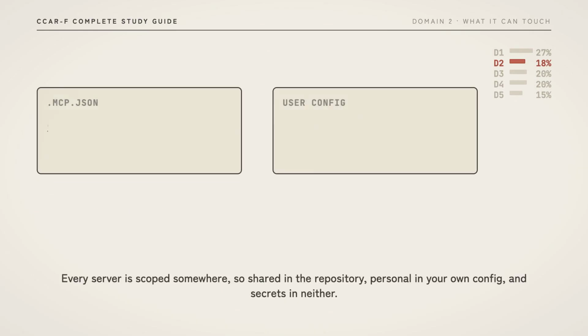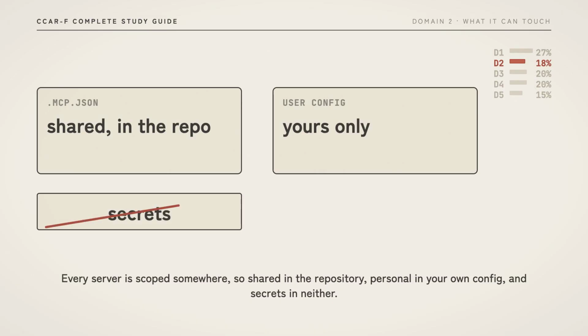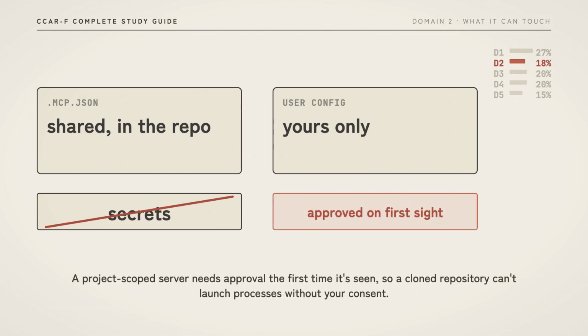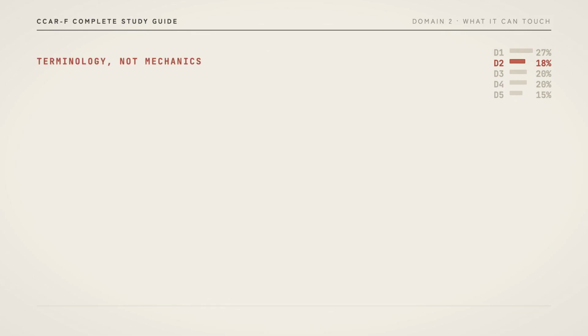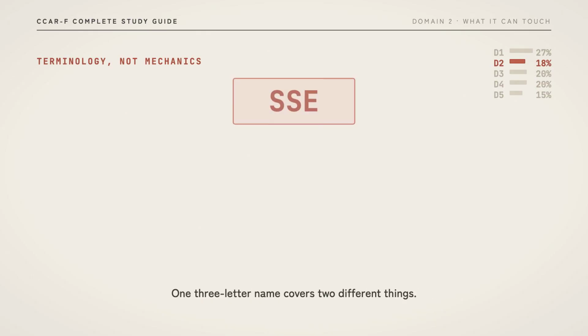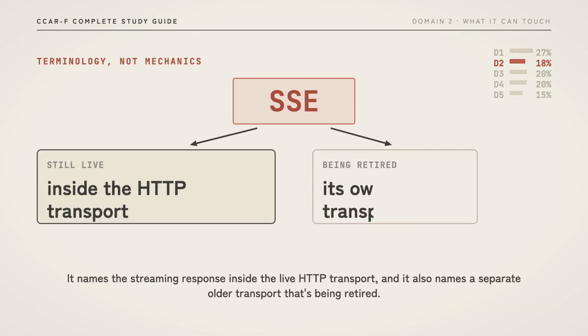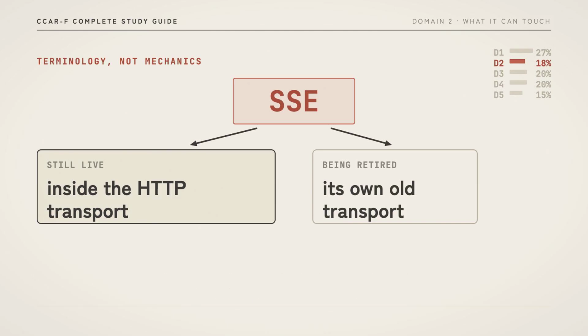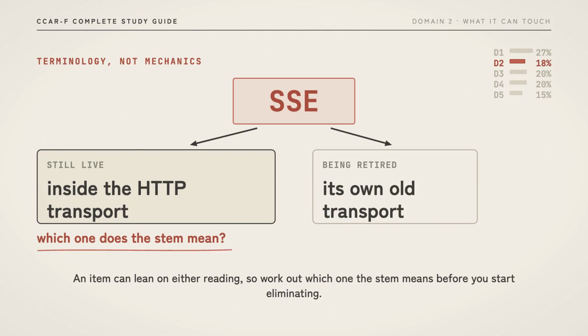Every server is scoped somewhere, so shared in the repository, personal in your own config, and secrets in neither. A project scoped server needs approval the first time it's seen, so a cloned repository can't launch processes without your consent. Now the sharpest thing in this domain, and it's terminology, not mechanics. One 3-letter name covers 2 different things. It names the streaming response inside the live HTTP transport, and it also names a separate older transport that's being retired. So don't memorize a count of transports. An item can lean on either reading, so work out which one the stem means before you start eliminating.